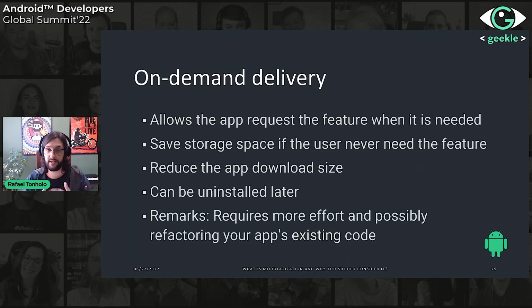For on-demand delivery, it will allow your app to request certain features whenever it needs them. It also improves the storage use of your app since it will only consume the storage for the feature that is actually in use. A good example is, let's say that you have a feature in your app that doesn't need to actually be downloaded during the install. Maybe it's an experimental feature that you want to serve just to a small group of users, or maybe it's a feature that is only available for paid users.